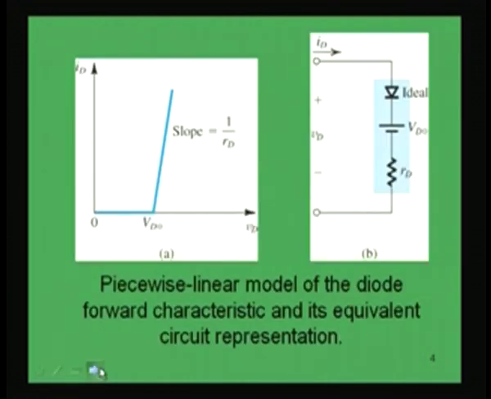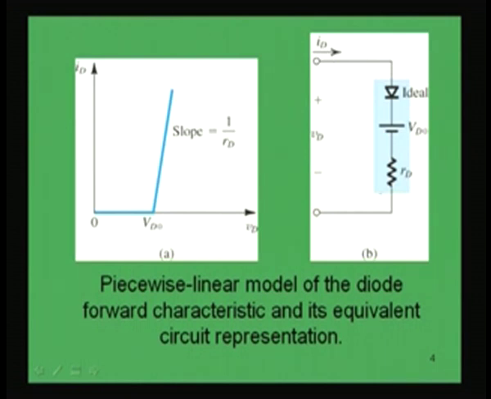So, now the piecewise linear model of the diode forward characteristic is giving us the equivalent circuit representation, which is shown here in figure B. This figure A is the piecewise linear model. This VDO is the threshold voltage or cut-in voltage, because of the barrier potential. So, up to this the current is 0 and then this is the piecewise linear approximation that we have done, where the slope of this line is 1 by RD. This is the average resistance of the diode. So, this straight line is having a slope of 1 by RD. That is enough for finding out the equivalent model.